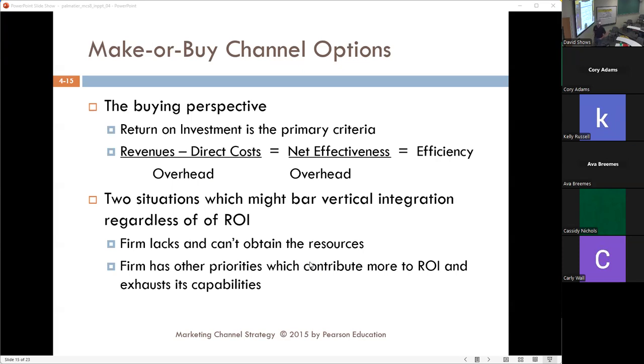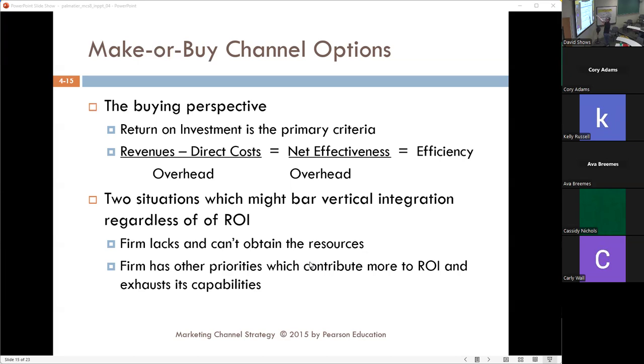Anybody want to guess what it means? Return on investment. Absolutely. Outstanding. The only reason we make choices is that we're going to increase this particular formula. Return on investment is the primary criteria. And so, how do we calculate this return on investment? Well, this formula that we use breaks it down.